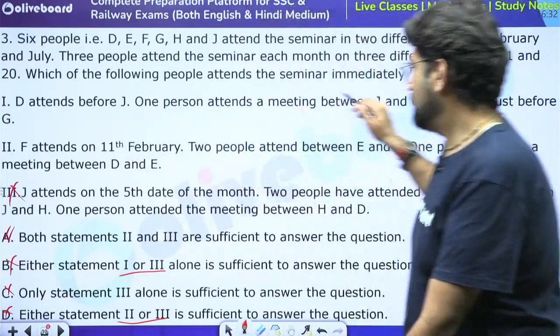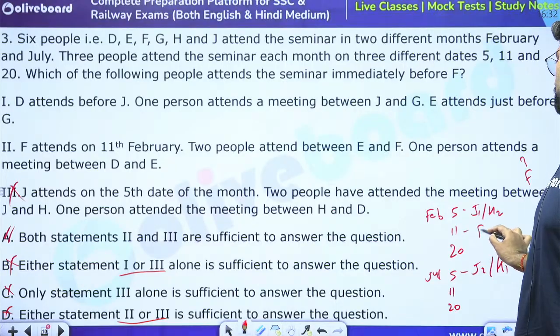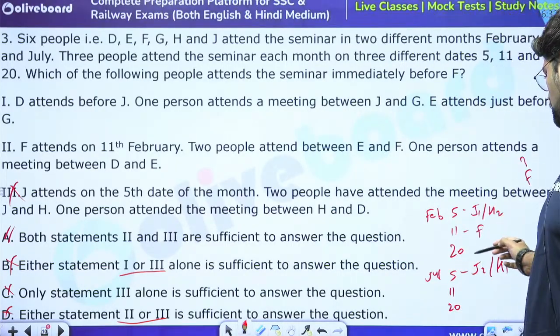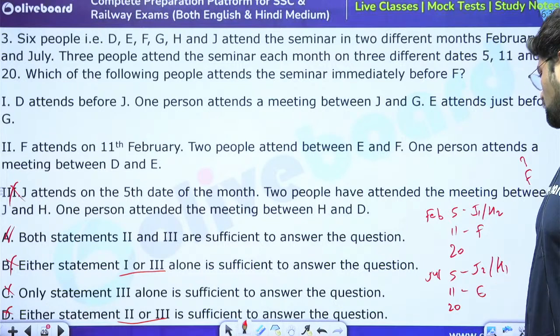So F attends on 11th February. We know that F attends here. 2 people attend between E and F. So F has to be here, E has to be here. There is no other option.